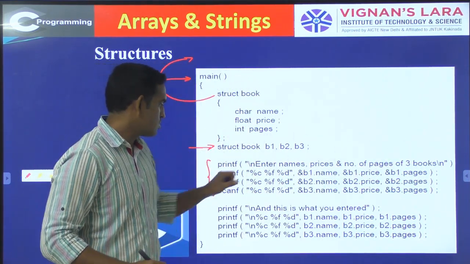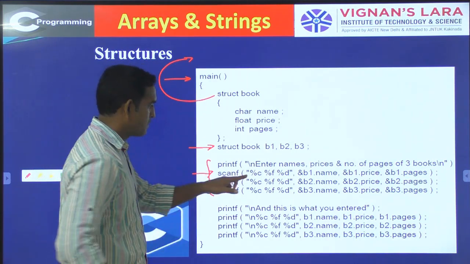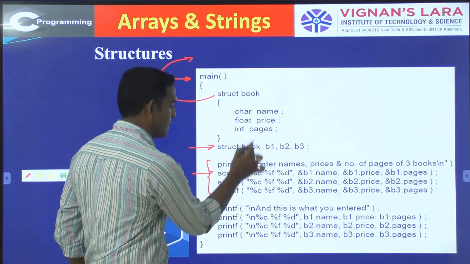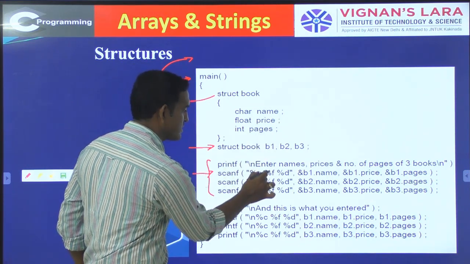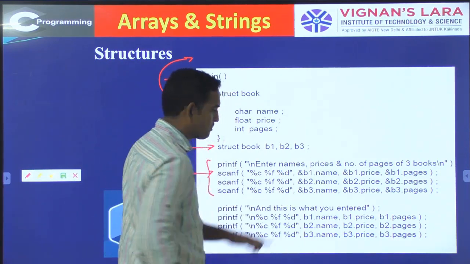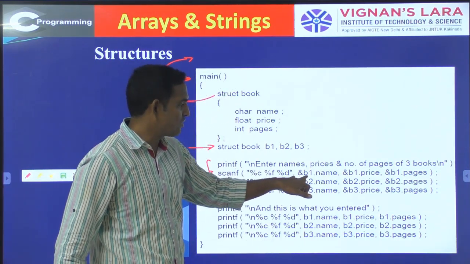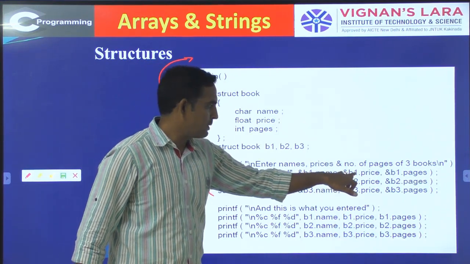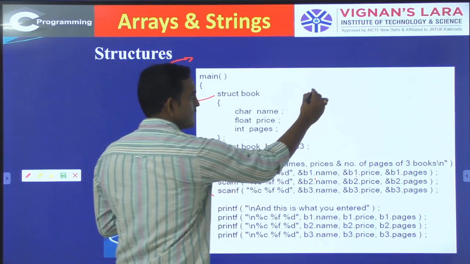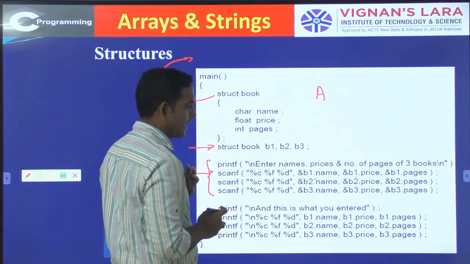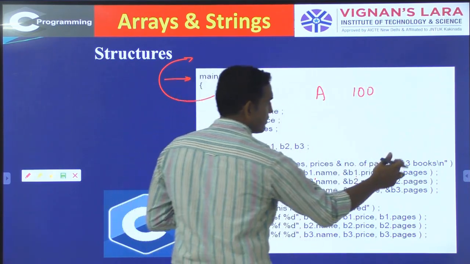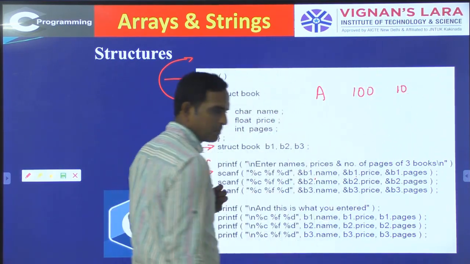So scanf, percentage C, percentage F, percentage D. Percentage C is for name, percentage F is for price, percentage D is for pages. So whatever you enter, it will go into b1 dot name, b1 dot price, b1 dot pages. I have to give three values: b1 dot name will be a, b1 dot price I will give 100 rupees, b1 dot pages, 10 pages.